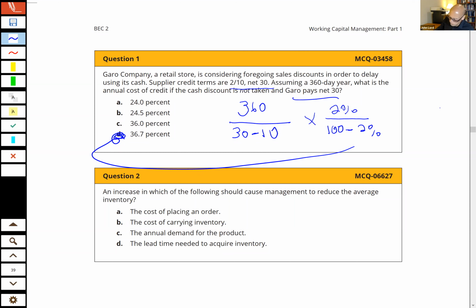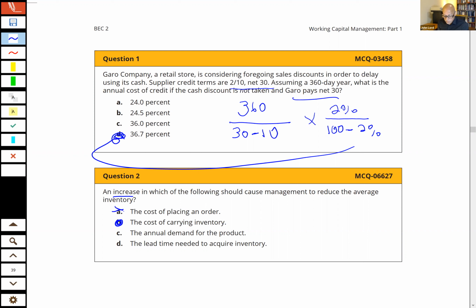So the cost of carrying the inventory is the correct answer, but let's take a look. An increase in which of the following would cause management to reduce the average inventory? In other words, have smaller levels of inventory and have to order inventory more frequently, right? So an increase in the cost of placing an order is not going to cause us to carry smaller inventory. We're going to carry more inventory, so we don't have to order as much.